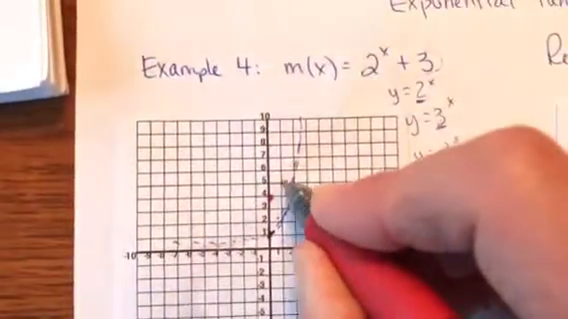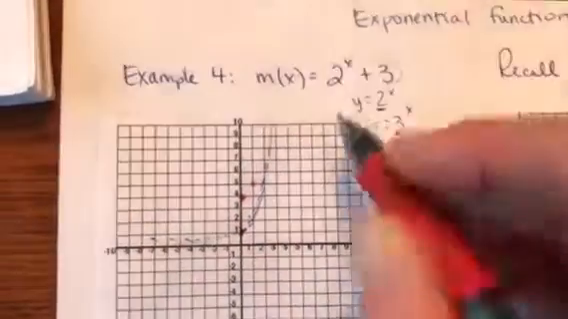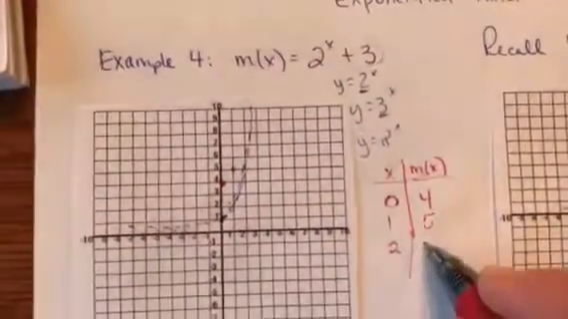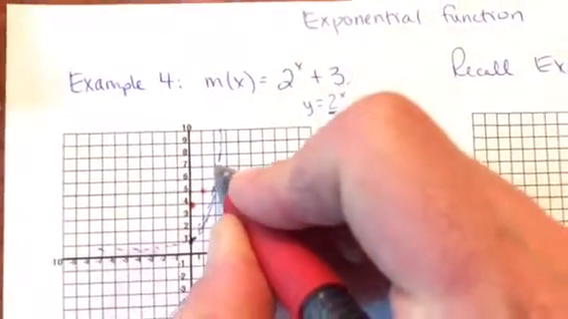1, 5 is about right there. Okay, and we'll do one more. If I plug in 2, 2 squared is 4, 4 plus 3 is 7. So we go all the way up to 7.